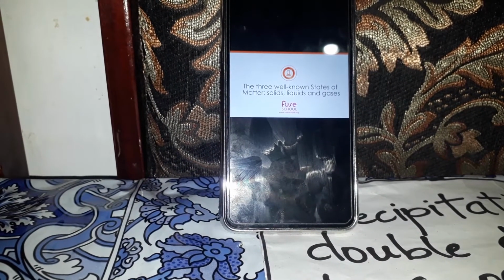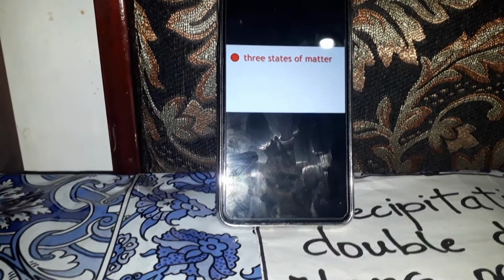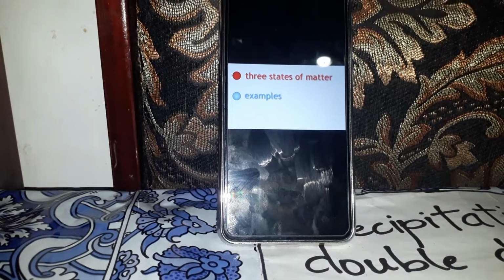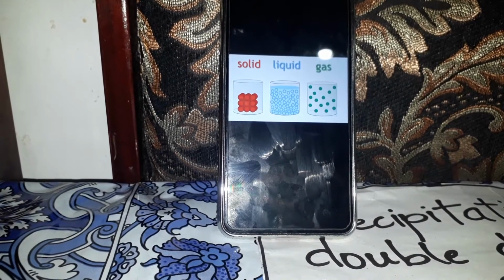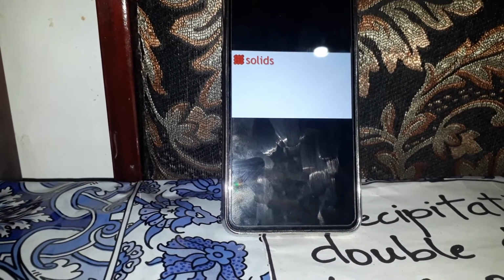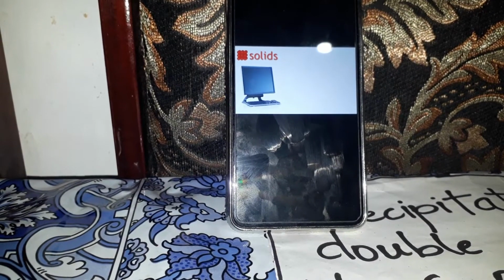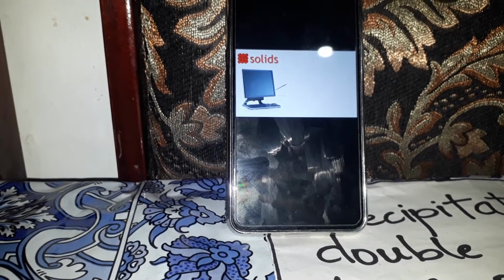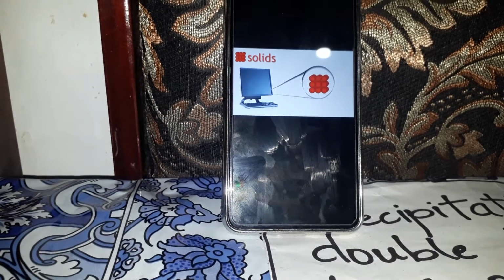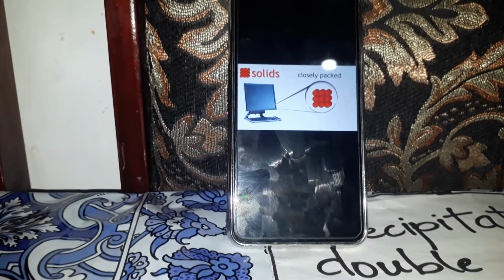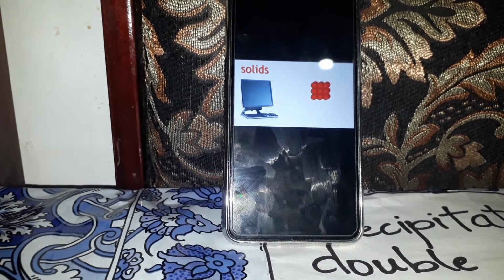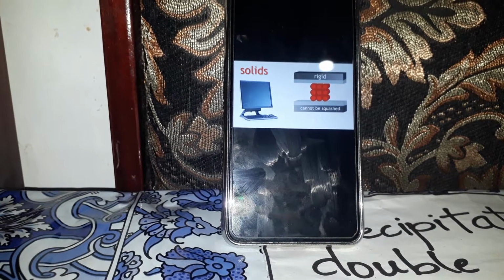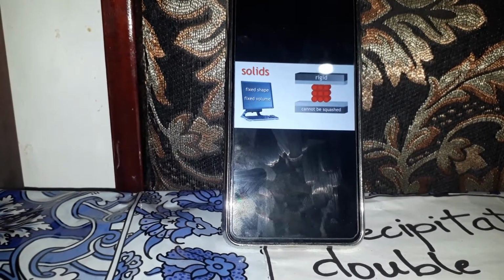this video you are going to learn what the three states of matter are, some examples of each state of matter, the characteristic properties of the three states of matter. The three states of matter are solid, liquid and gas. Let us look at solids. An example of a solid is your computer. The properties of solids depend on how the particles in solids are packed. In a solid, the particles are closely packed in fixed positions and cannot move anywhere. So, solids are rigid, cannot be squashed or compressed, have a fixed shape and a fixed volume. They cannot flow.